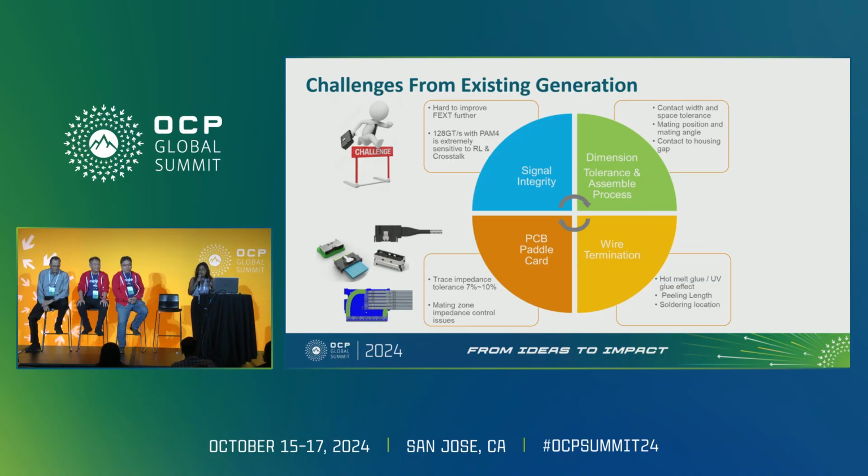Now let's look at some of the challenges in the existing design that would limit us from achieving the next generation performance. First and foremost, it's signal integrity. To achieve a bit error rate of 1e-6 at a data rate of 120 gigatransfers with PAM4 is going to be extremely challenging. You can see that the existing design must have reached its limits or boundaries of what can be achieved any further for far-end crosstalk and return loss.